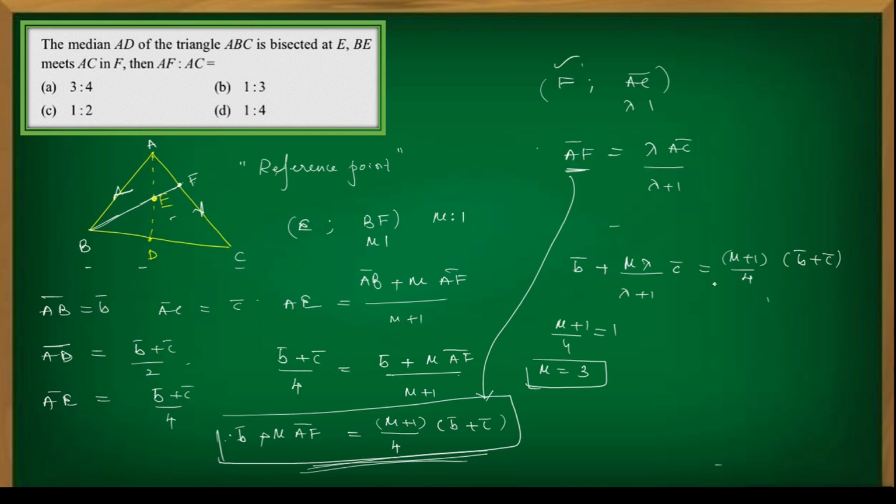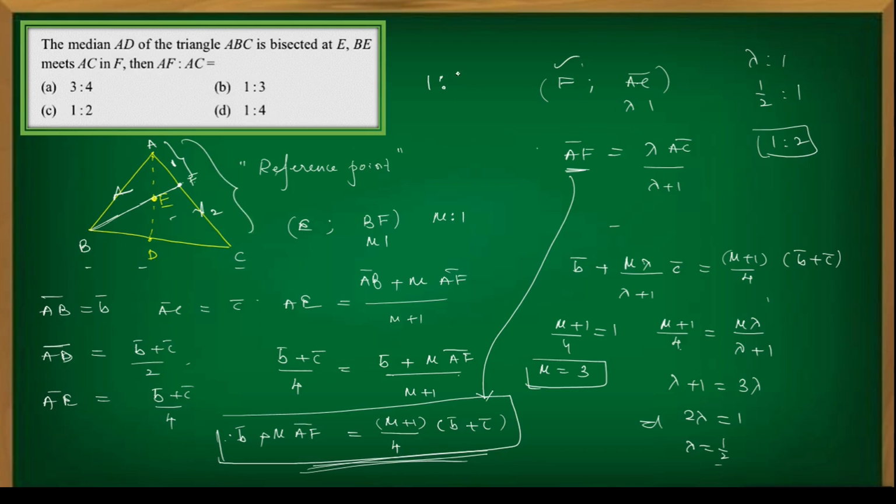Correct. Now the C bar coefficient, mu plus 1 by 4, is equal to mu lambda by lambda plus 1. But mu is 3 here. So 3 plus 1, 4 by 4, is 1. So lambda plus 1 is equal to mu, which is 3 lambda. So 3 lambda minus lambda, 2 lambda, is equal to 1. So you got lambda value 1 by 2. So the ratio lambda is to 1, means 1 by 2 is to 1, means 1 is to 2. F divides AC, so AF is to FC is 1 is to 2. But we want AF is to AC. AF is 1 unit, AC is 3 units. So 1 is to 3 is the answer, B option.